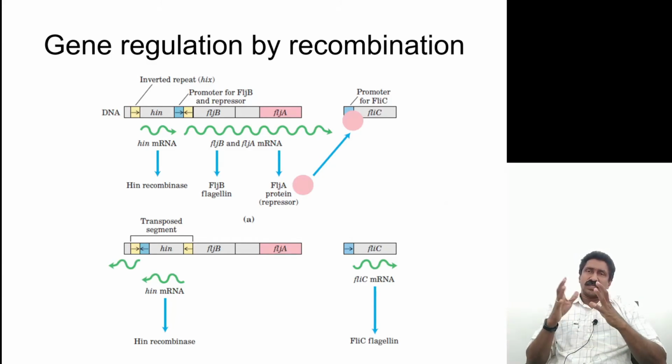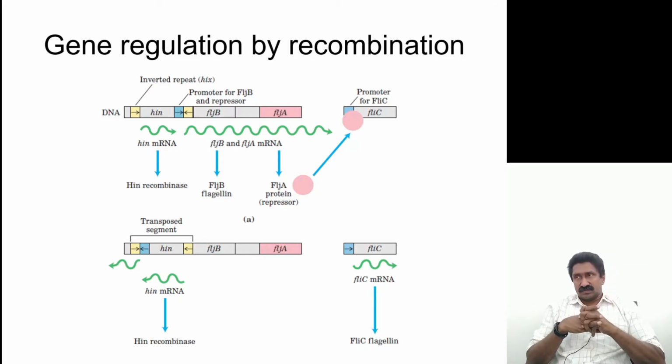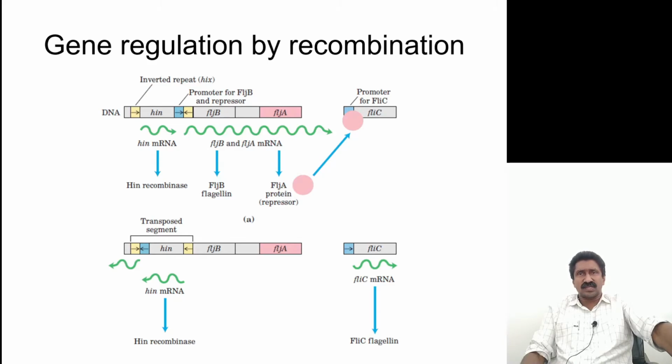Now this is about gene regulation by recombination. This is another mechanism, and here we have another example, Hin recombinase. Here we see that there is an inverted repeat. There are two yellow inverted repeats, known as hix regions, in this gene. And there is a Hin recombinase enzyme which is coded from this gene.